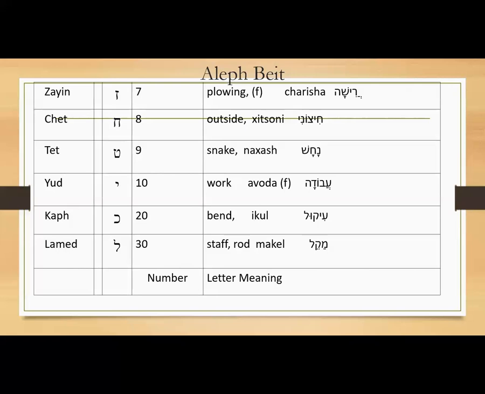Chet. Chet is our lovely solid letter. Number 8 is its value. And we're going to use its word, outside. I go outside. And that is chitsoni. Sorry, I looked wrong. Chitsoni. That is the ch, chet. Chitsoni.